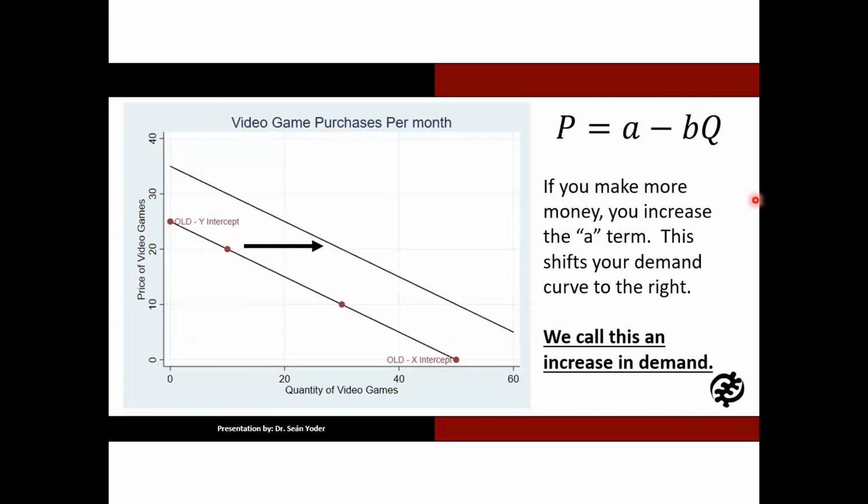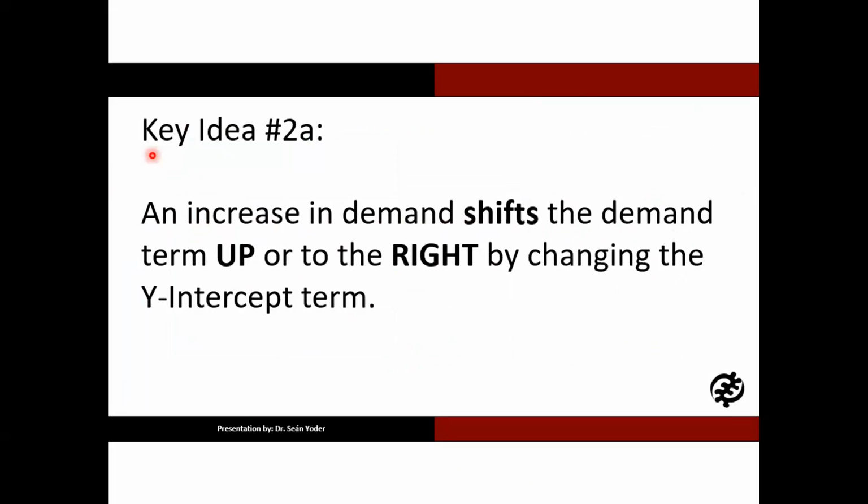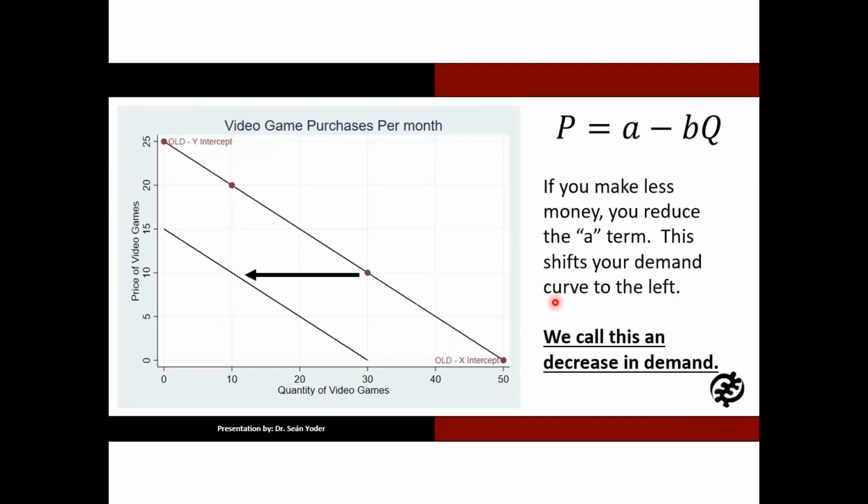In this case, you had more money. That's an increase in income. You got a pay raise. So at every price along the line, you demand more. So an increase in demand shifts the demand curve. It blows away the old one, generates a new one, up or to the right. How does it do it? It changes the y-intercept term.